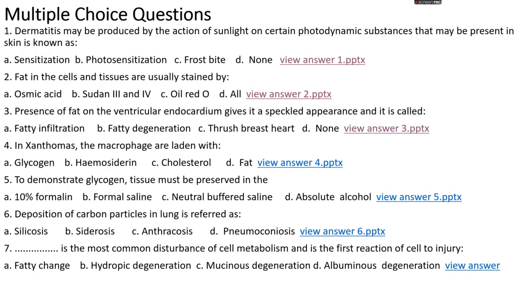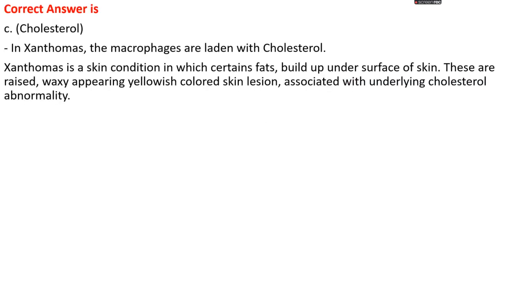Okay. Question number four. In xanthomas, the macrophages are laden with: option A, glycogen; option B, hemosiderin; option C, cholesterol; option D, fat. The right answer is option C, that is cholesterol. In xanthomas, the macrophages are laden with cholesterol.